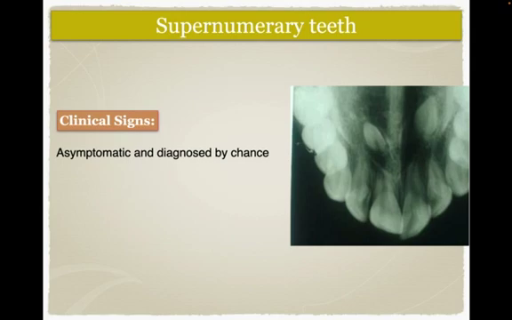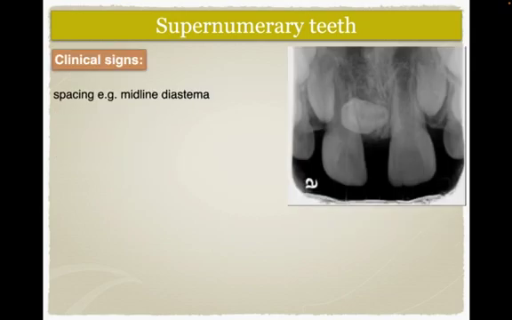Now, what are the clinical signs of the supernumerary? It could be asymptomatic and diagnosed by chance. Quite often, you see a patient coming for orthodontic treatment, there are no symptoms, you are taking just a regular radiograph, and all of a sudden you find a supernumerary tooth. So that could be asymptomatic, causing no troubles.